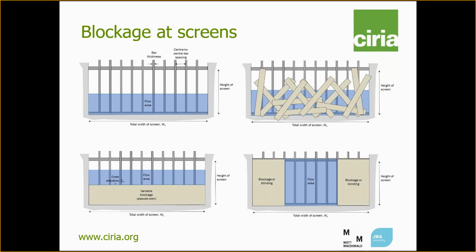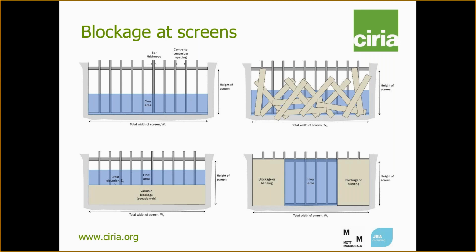The nature of the variable blockage affects the flow type and the method of hydraulic assessment. Top left, we can see a clean screen with permanent blockage due to the screen bars only. You're very unlikely to see this during flood conditions. An alternative scenario is blinding or pseudo-weir blockage, which we've got bottom left. This occurs when impermeable debris accumulates on the lower part of the screen and acts like a weir, so it reduces the flow area and increases the upstream water levels.